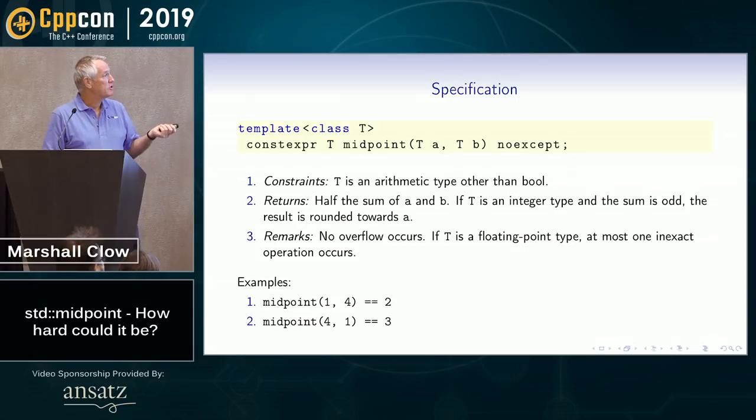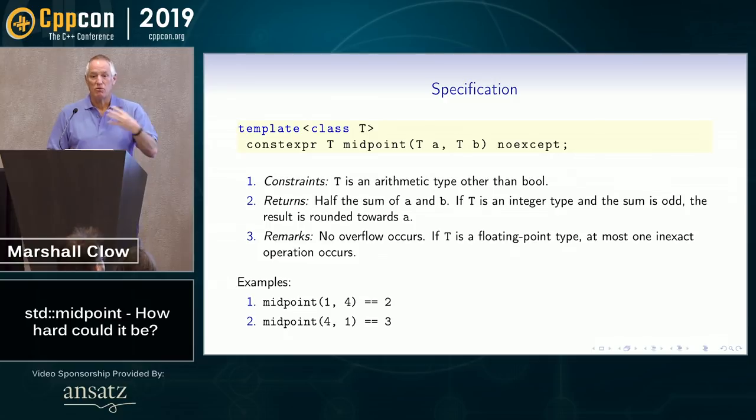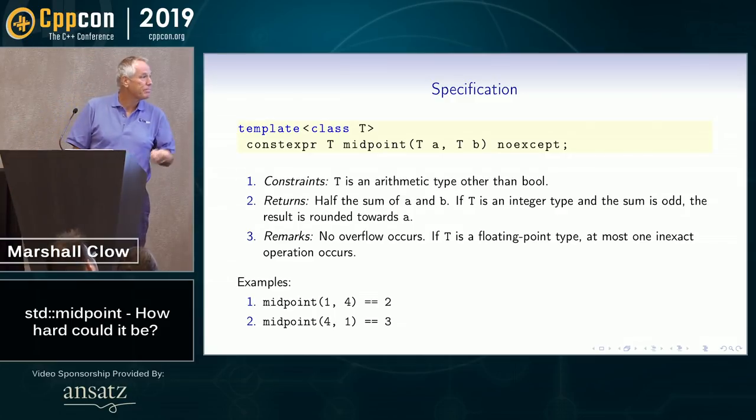And then there's some constraints. No overflow occurs, yay, no undefined behavior. You can call this with any inputs. And on floating point operations, we say we do at most one inexact operation, because when you do arithmetic on floating points, sometimes you lose information. You know, if you divide a floating point number by 2, you may lose that last bit of your representation. Anyway, I talked about the examples.